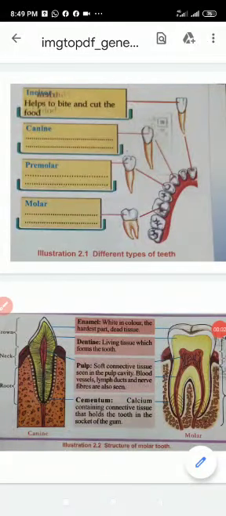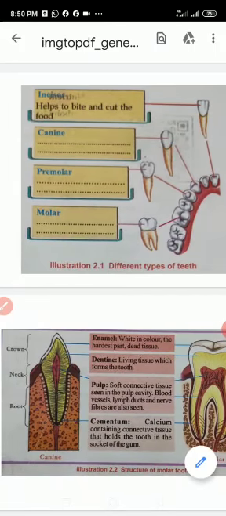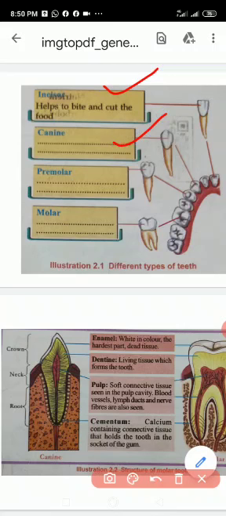So we are eating different kinds of food materials day by day. And what happened to these food materials inside our mouth? So we know there are different kinds of teeth in our mouth, and the structure and arrangement of teeth is suitable to masticate the food. And here you can see the different kinds of teeth in our mouth. And what are they? The incisors, canine, premolar, and molar. So these are the four types of teeth we can see in our mouth.